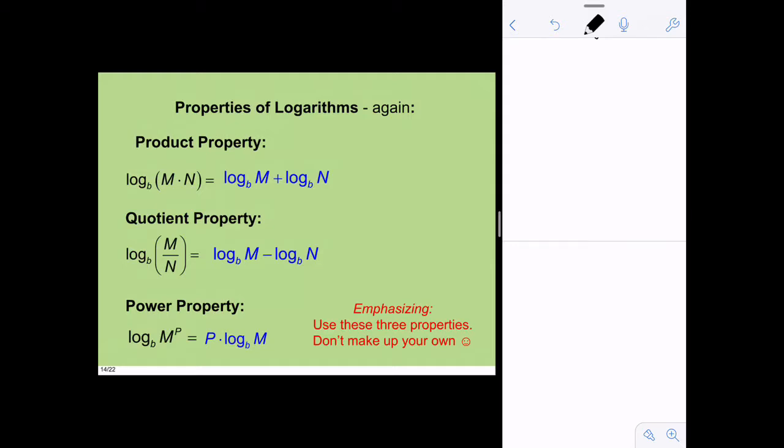Again, this is it. Those are the only properties. You ain't got any other ones. Don't go thinking that you can do something when there's subtraction inside of a log. Doesn't work. The subtraction has to be outside of the logarithm. Don't try and change anything. This is all you can do. These are the rules that you're allowed, because these are the rules that just kind of self-generated.